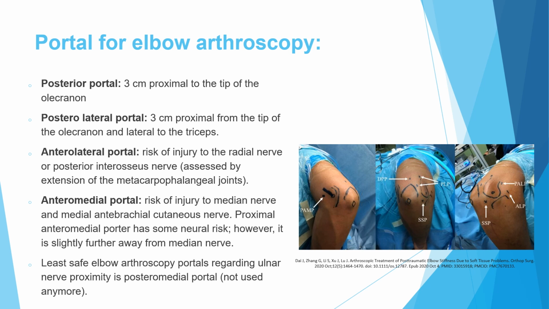The anterolateral has some injury to the radial and the posterior interosseous. The anteromedial has some possible injury to the median nerve and the medial antebrachial cutaneous nerve. Remember, there is nothing called posteromedial, because the posteromedial approach, which is here, will be very close to the ulnar nerve, so that portal is not used anymore. So posterior, posterolateral, anterolateral, and anteromedial and proximal anteromedial.